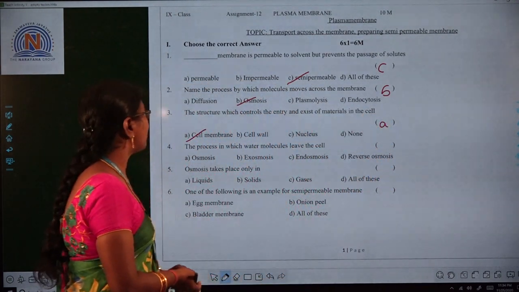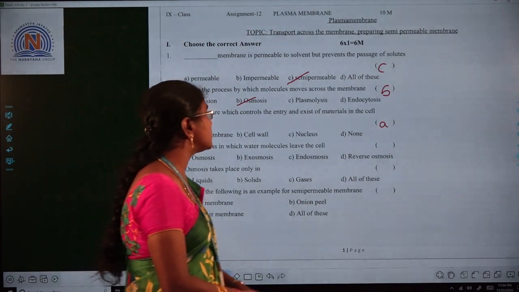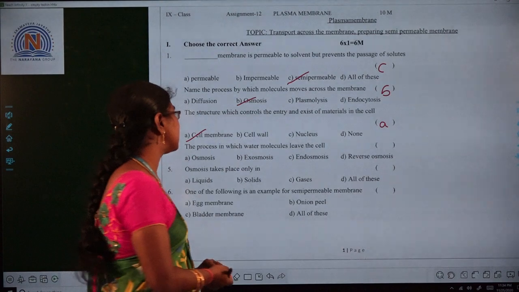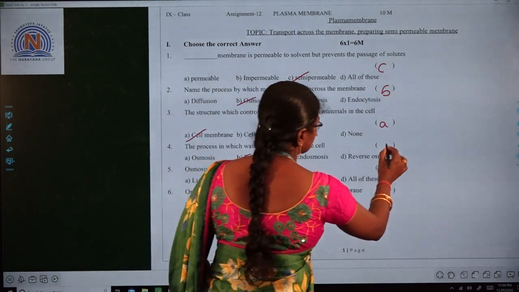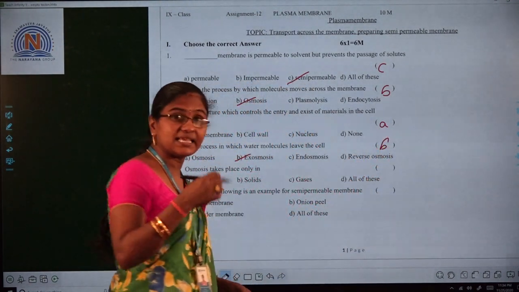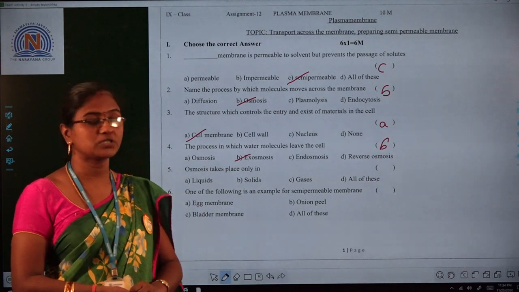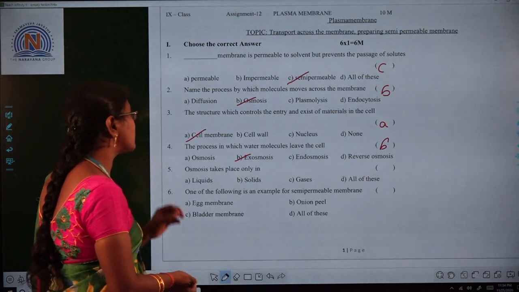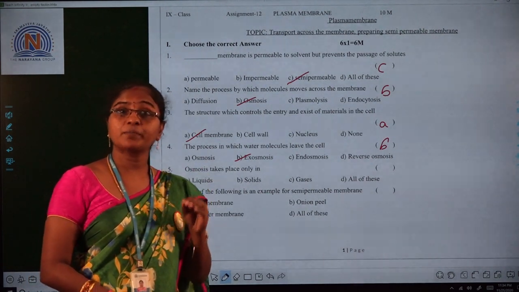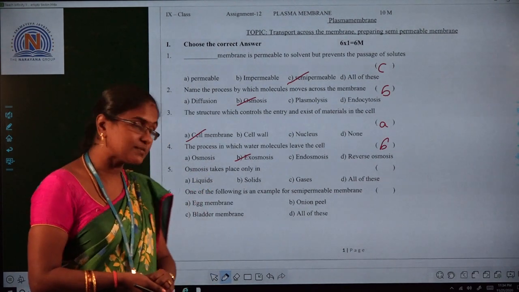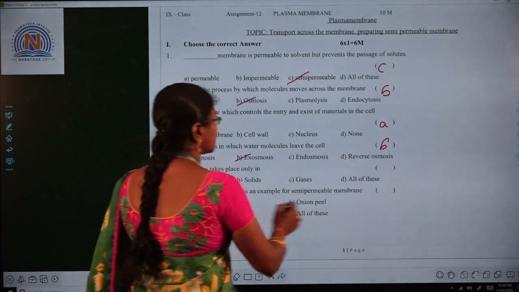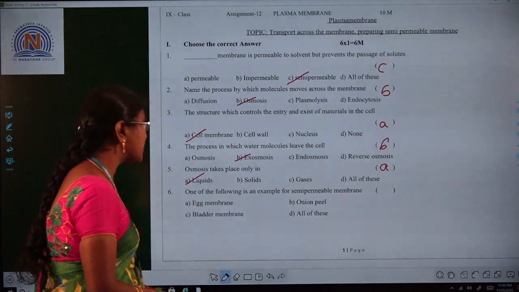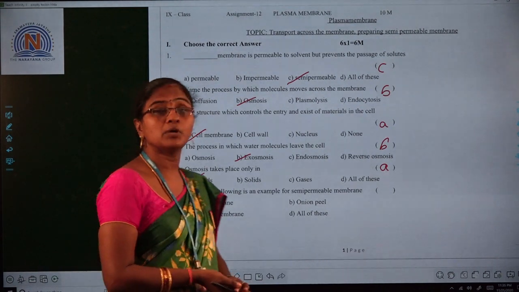And next one, the process in which water molecules leave the cell. Water molecules leaving the cell is called exoosmosis. If it is entering the cell, that is called endoosmosis. Okay, option B. Next one, osmosis takes place only in which type of substances? In liquids, option A.